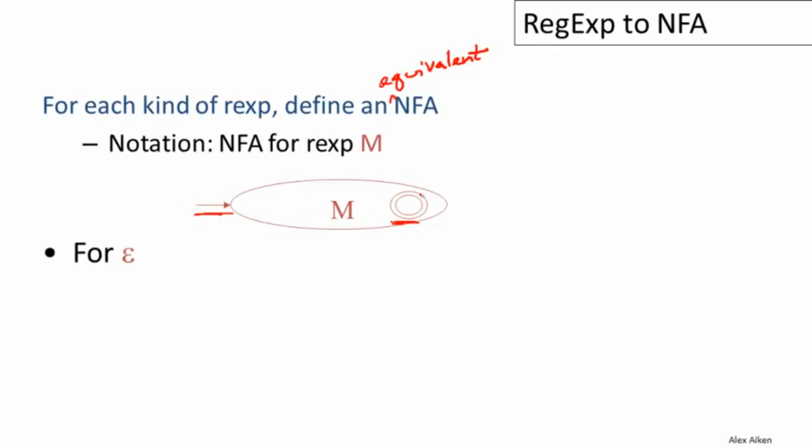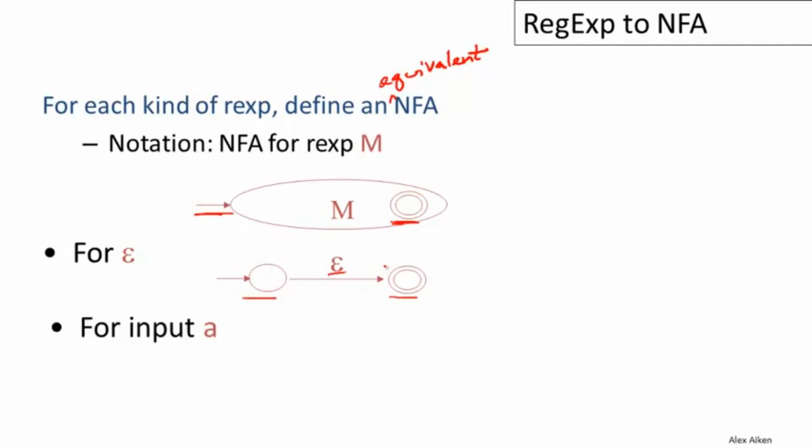Okay, so let's begin. So for the epsilon regular expression, what's a machine that accepts that? Well, this is a very simple machine. We just have a start state and a final state and an epsilon transition between them. So this machine accepts exactly the empty string.